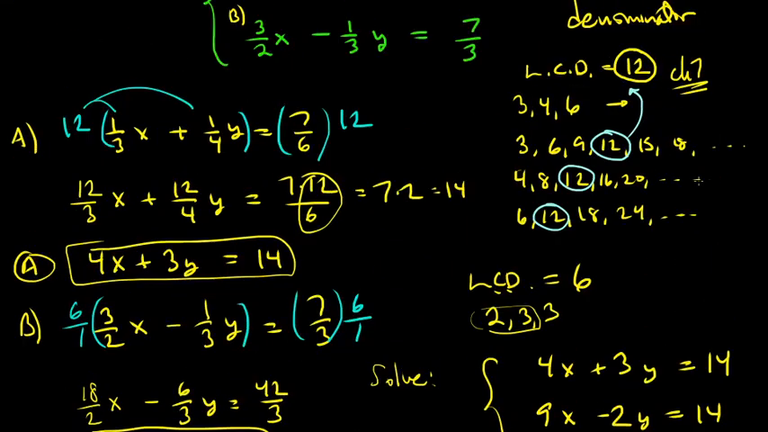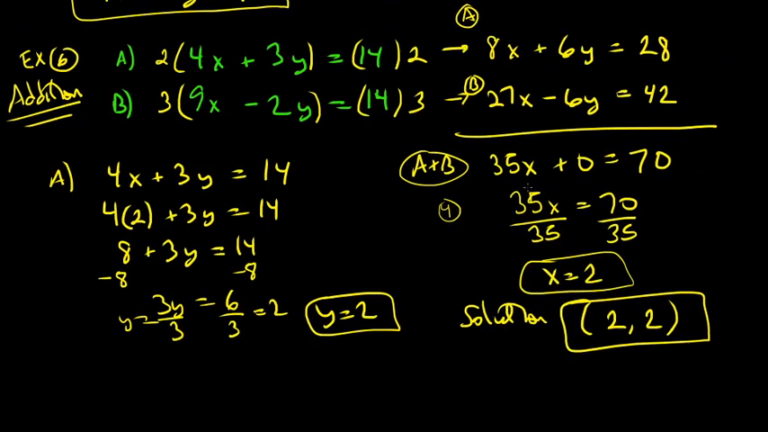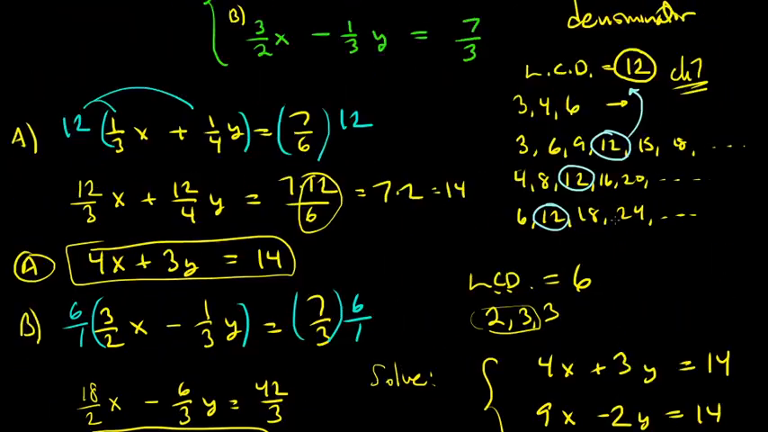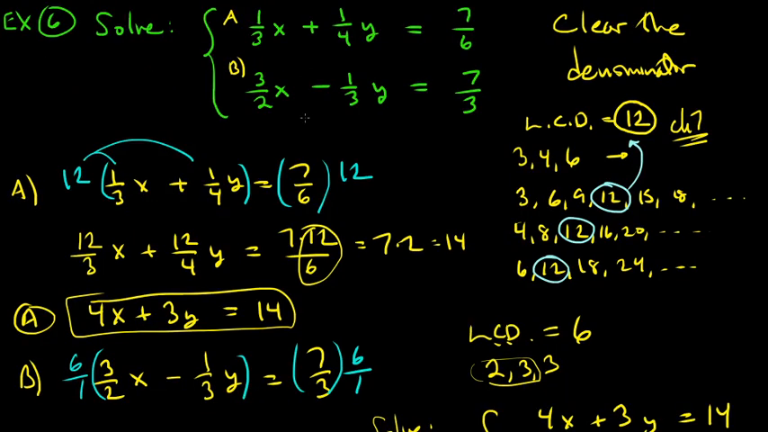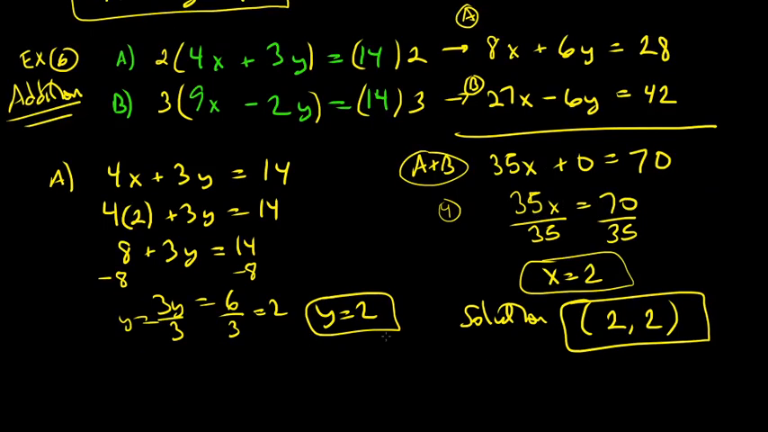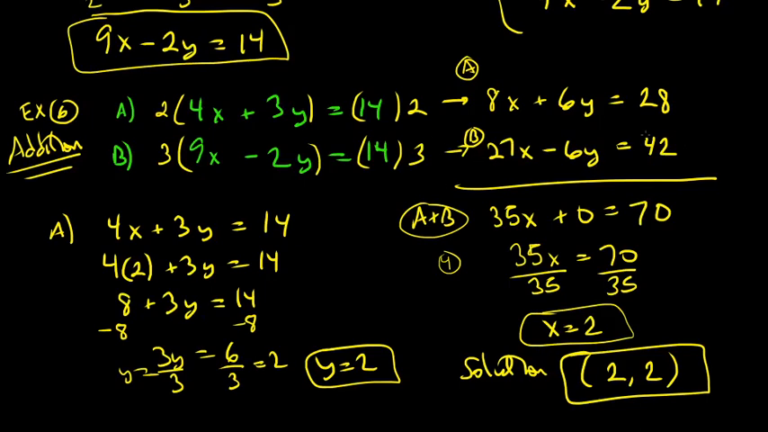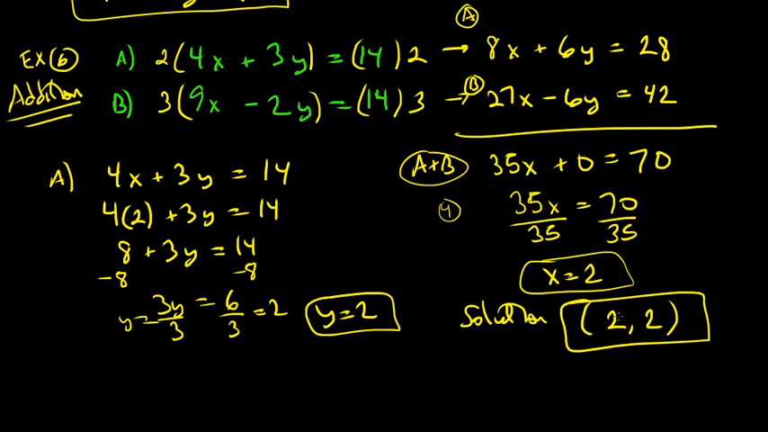Okay. Yeah, the hard part, of course, was clearing the denominators, getting rid of the fractions, and that just made it easy. You don't have to clear the denominators. If you'd rather just work with the fractions, be my guest. Most people, I think, find it easier to clear the denominators first and then treat it with whole numbers like we've been doing in the previous examples, right? So that's the idea there.